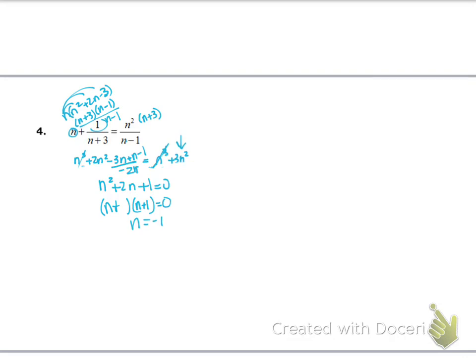And I double check my restrictions. So this one here, I'd get n cannot equal negative 3 when I solved him. This one here, I'd get n cannot equal 1 when I solved him. And mine was a negative 1, so he is good.